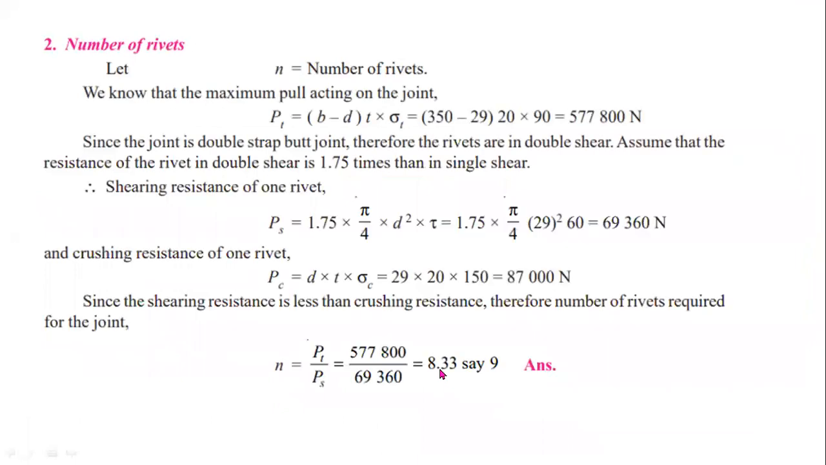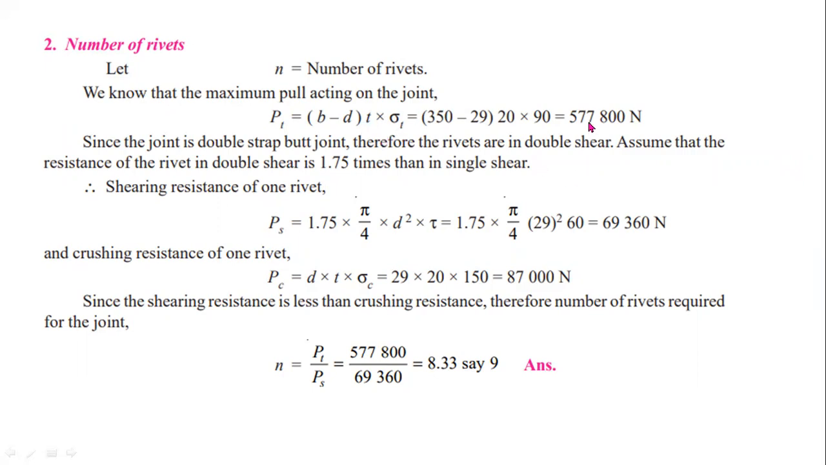Now, in the second step, you have to determine the total number of rivets required, that is small n. In the second step, you have to determine the number of rivets required for the joint. For determining the number of rivets, first of all, you have to determine the tearing strength. This is the formula for tearing strength: (b minus d) into t into sigma t, the tearing strength for one rivet.